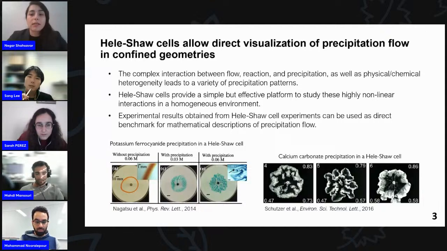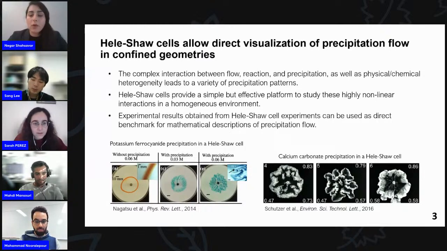For example, in the studies by Nagatsu et al. and Schutzer et al., they have shown that even in a completely homogeneous Hele-Shaw cell, the interactions of different parameters can generate a wide range of precipitation patterns.